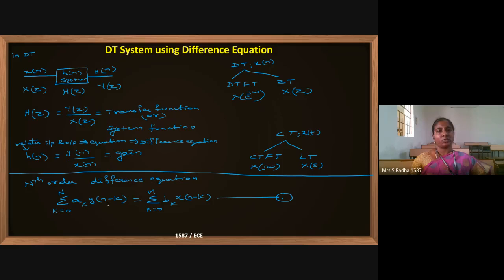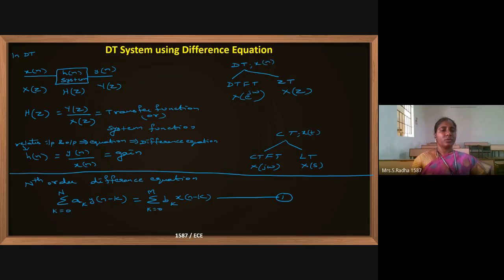Generally, we know y means output, x means input. This is a relation between input and output. If you take the RHS term to the LHS, it will become minus, and on the RHS you can put 0. That becomes an equation. This is also an equation. You can bring the input also to the LHS and make the RHS 0.